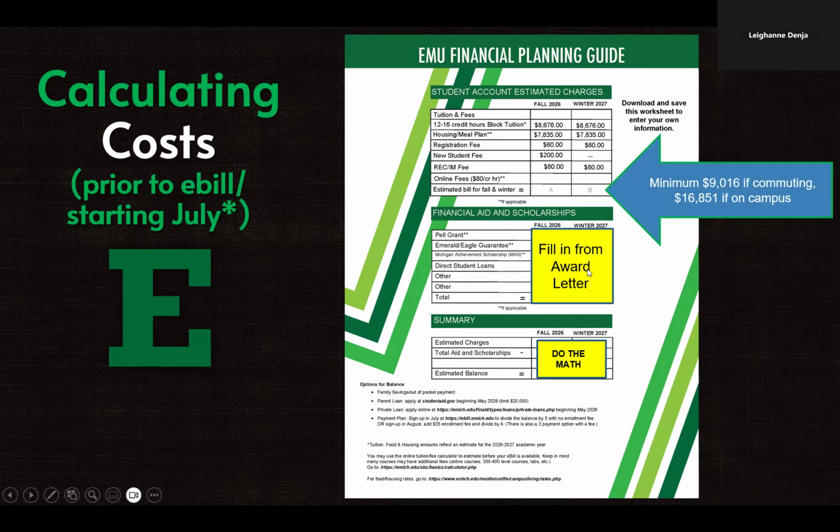And then you can put in loans, or if you have any other outside scholarships, or if you decide, in talking to your parents, you're going to do the parent loan, you can fill those in under other. And then you're going to take the total from up here and use it down here. Take the total of your aid, put it down here, and then do the math to find out if you are going to have an anticipated balance.